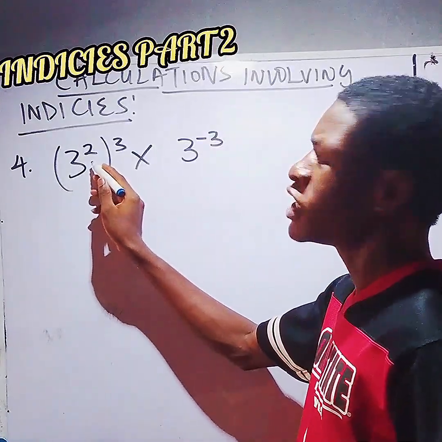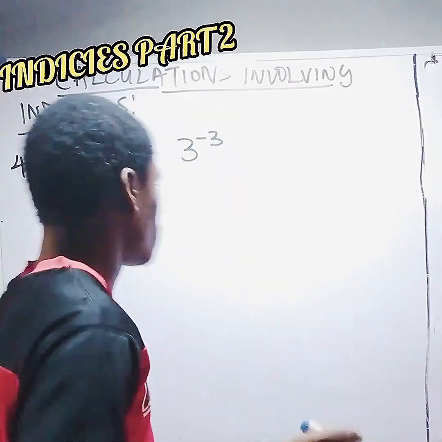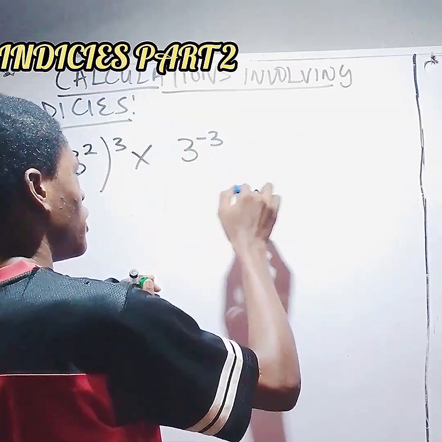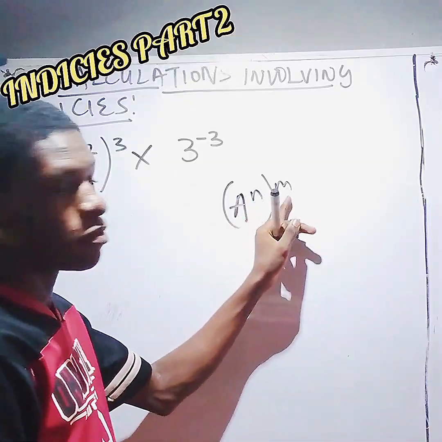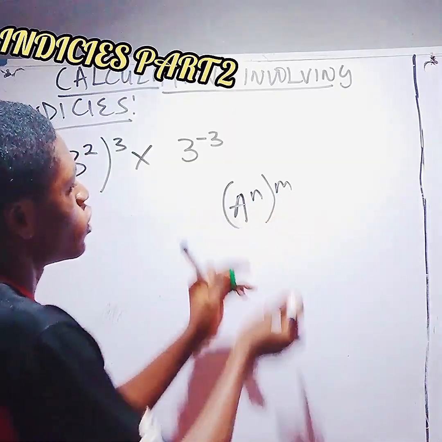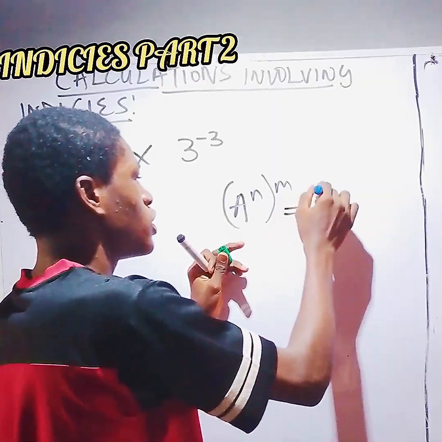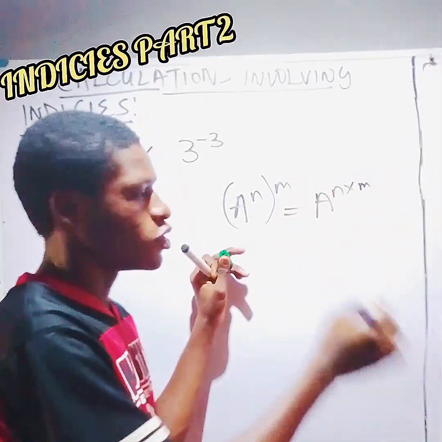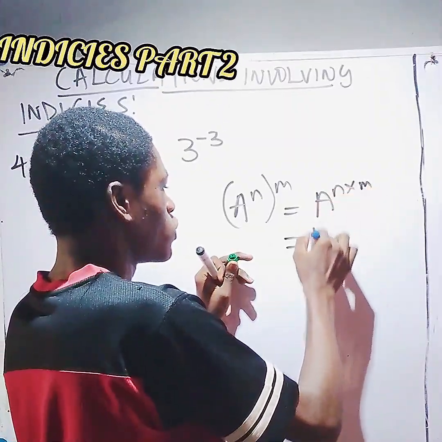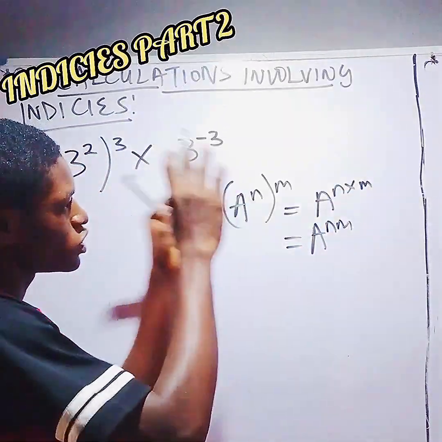Now, (3 raised to the power of 2) in bracket times 3. Now I told you something, the law: (a raised to the power of m) raised to the power of n. According to the law, n will multiply the power itself. So we have a raised to the power of m times n. Now, m times n will give you what? mn. So that's the law.